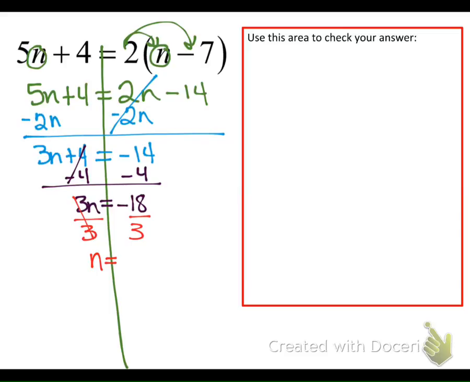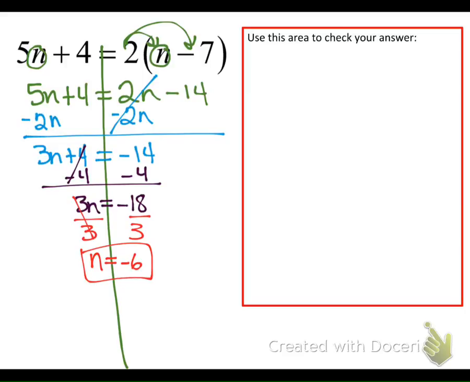Negative 16, 6. Negative 6, right? Yeah, that's all right. Y, Z, 6, 16. It's Monday. Good. Now, if you want to earn some extra credit, you can check your answer.